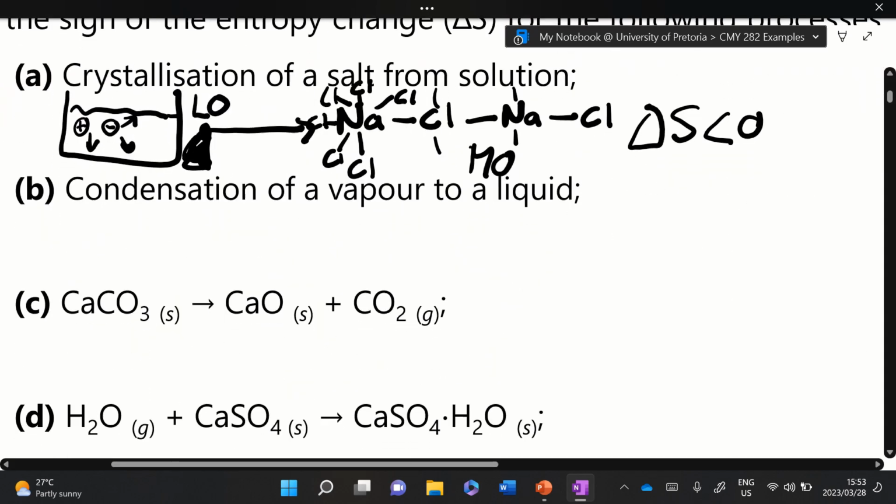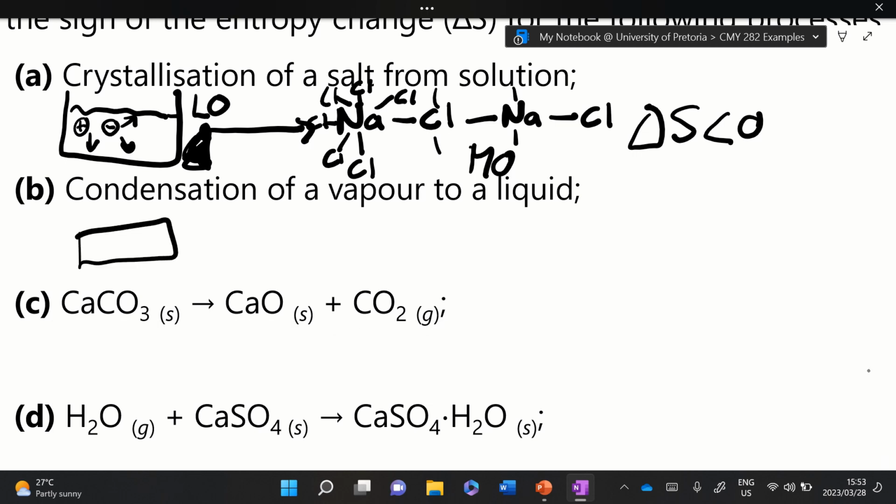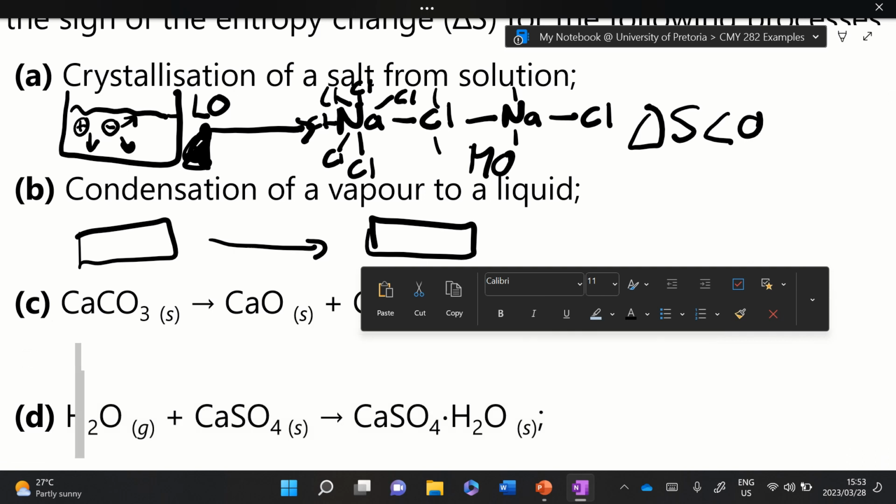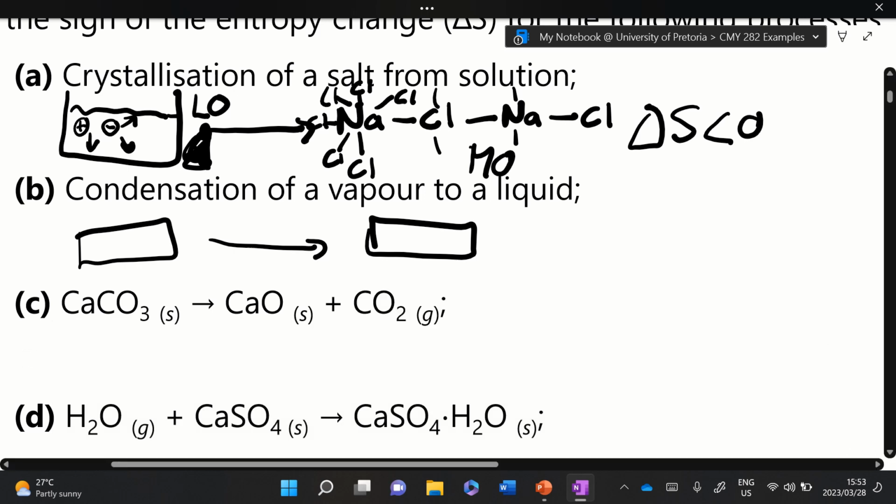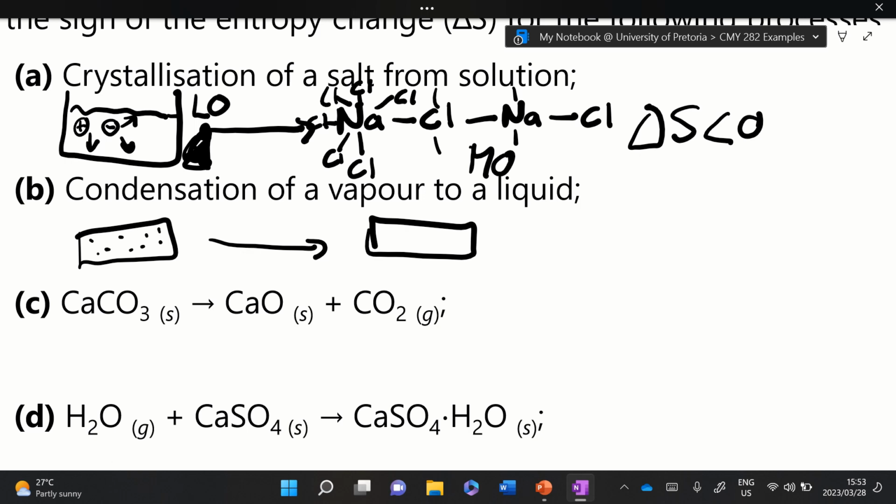Okay, same idea here again. So let's imagine two vessels again, or two containers of the same size. In the one we have the gas, my apologies, we have the gas particles, whatever they are, and in the next one they've condensed to a liquid. So in which case would you say we have the more ordered state, and in which case would you say we have the less ordered state?